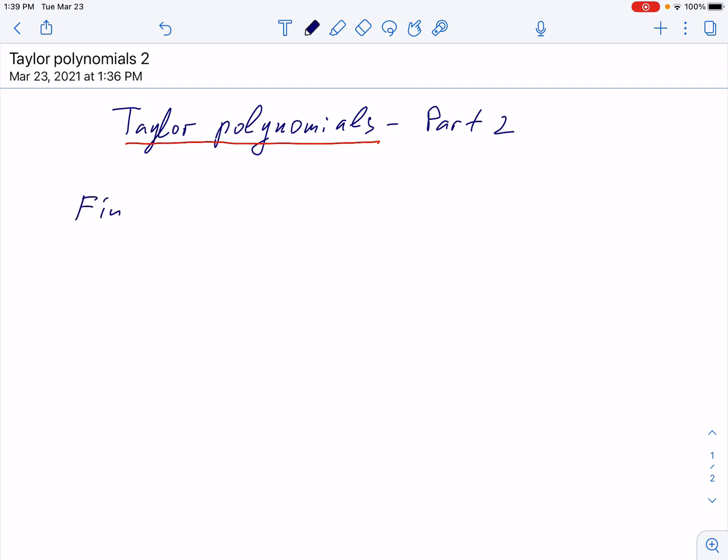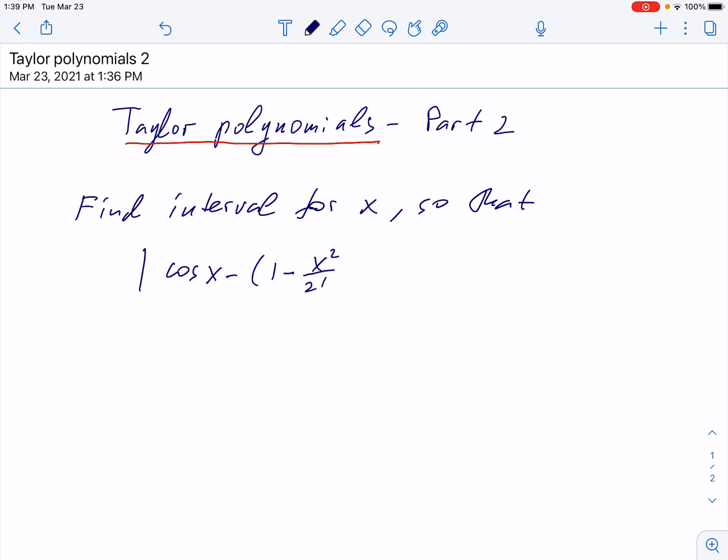Find the interval for x, so that in absolute value cosine x minus this Taylor polynomial 1 minus x squared over 2 factorial plus x fourth power over 4 factorial. So this difference should be less or equal 1 over 1000.